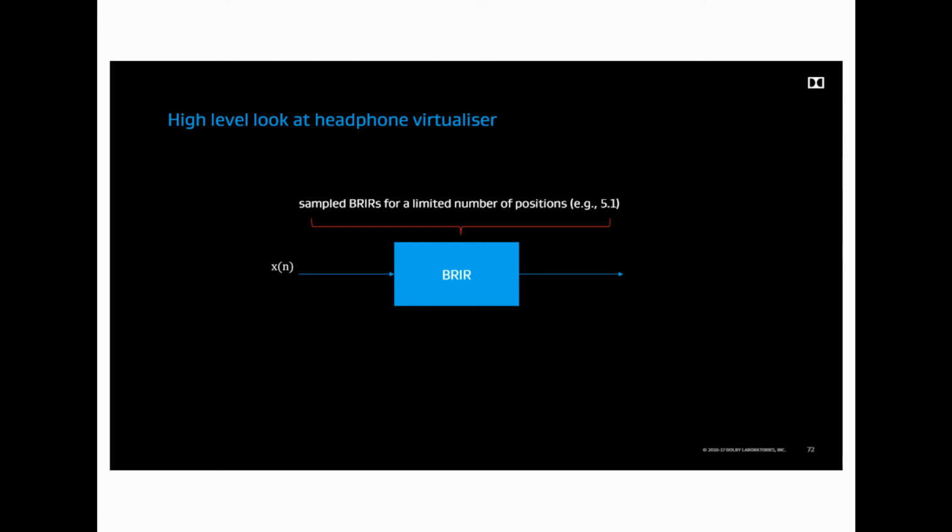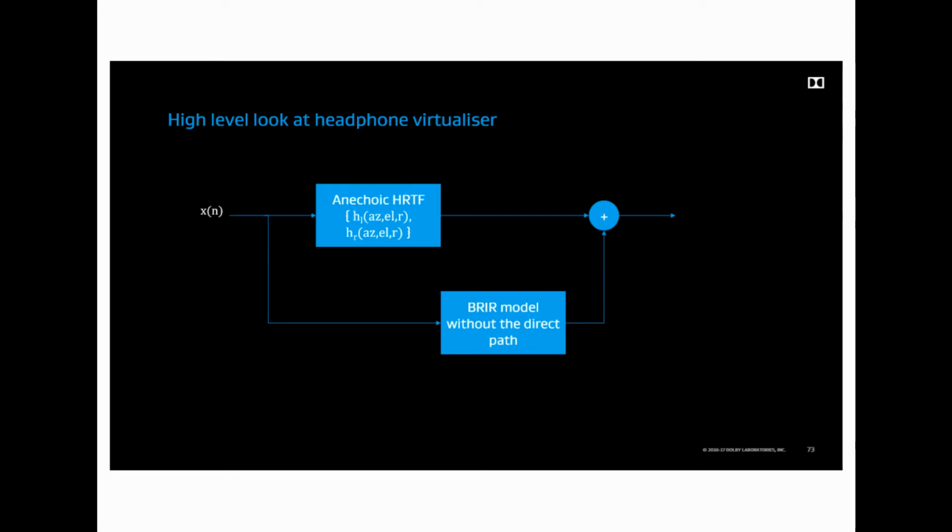But that's infeasible, as we said before, because rooms are different, and we want to have some ability to efficiently build one of these. So we typically split it into two parts. One we call the anechoic HRTF, which is essentially the direct sound. So this is the very first part of what hits our ears, and then we look at the rest of the room response with that part taken out, and we add them together, and that's how we create a filter to simulate.